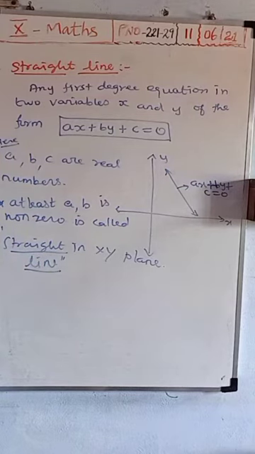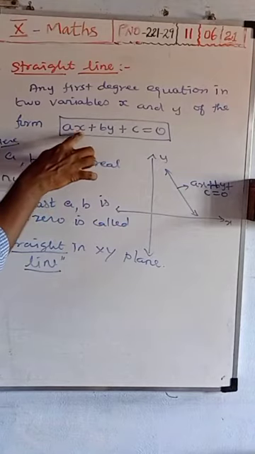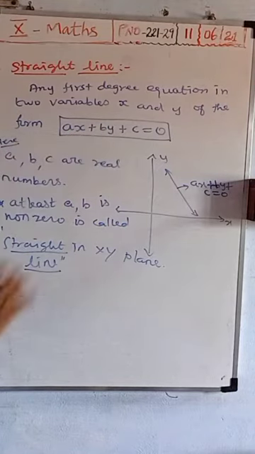What is meant by first degree? See the variable powers: x power is 1, y power is 1. If the power goes to 2, it is a quadratic equation, which we will see later. The highest degree being 2 means it is a quadratic equation. So for a straight line, we take only a first degree equation in two variables, x and y, of the form ax plus by plus c is equal to 0.